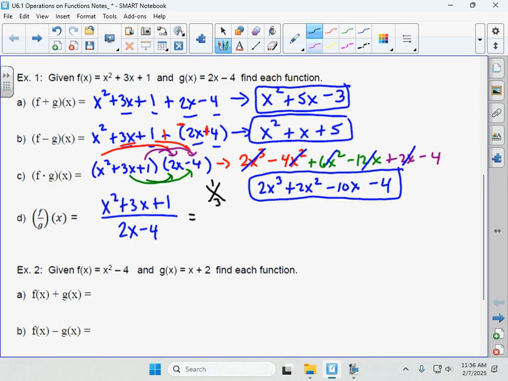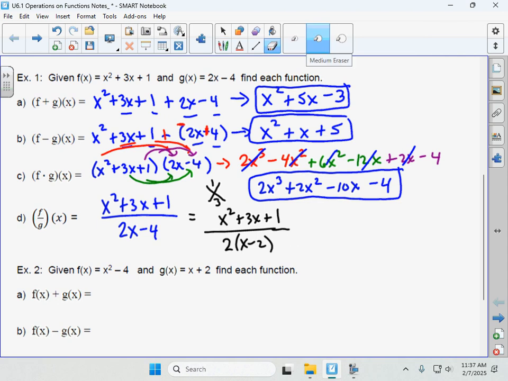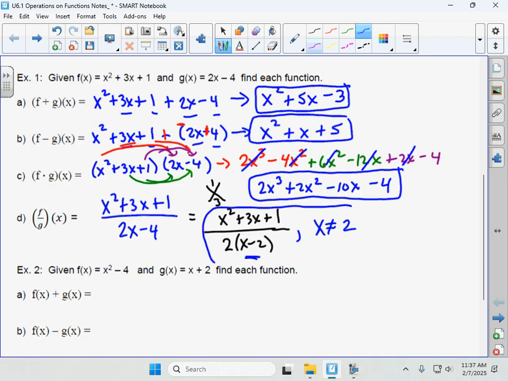All right, so I'll just rewrite the top. Bottom, I can pull a GCF out. Nothing cancels. Now I do want to state any excluded values. There is an excluded value to this problem, and you can see from that x minus 2, x cannot equal positive 2. So this is how we would write our division answer.